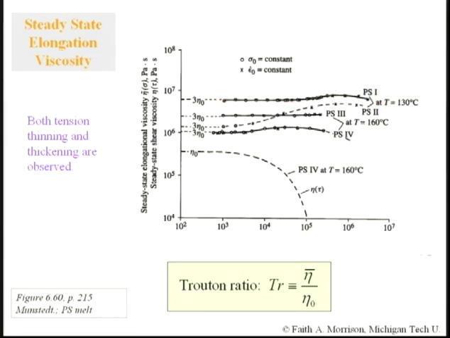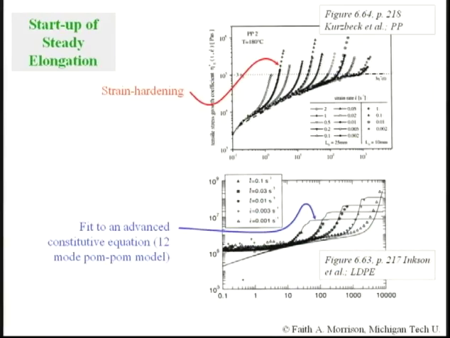So we saw that in a Newtonian fluid, the shear viscosity multiplied by 3 was equal to the elongational viscosity. And that's turning out to be the case for these polystyrenes. And so very often these are plotted as the Trouton ratio, the ratio of the elongational viscosity to the zero shear viscosity. Now, this is the case when you're able to get to steady state, but here are some data that show that a lot of elongational measurements don't come to steady state.